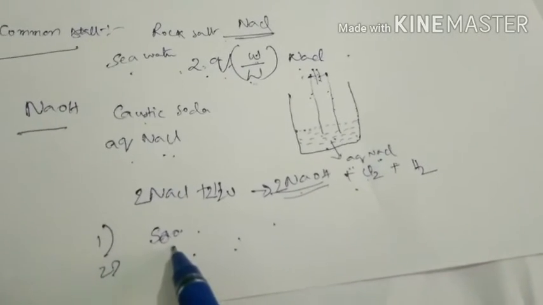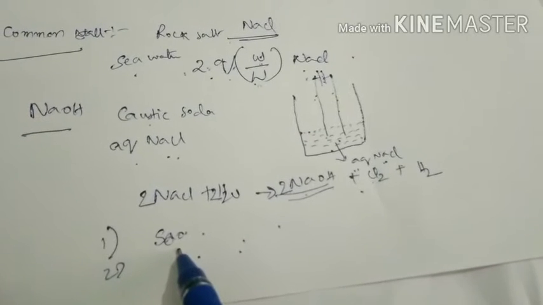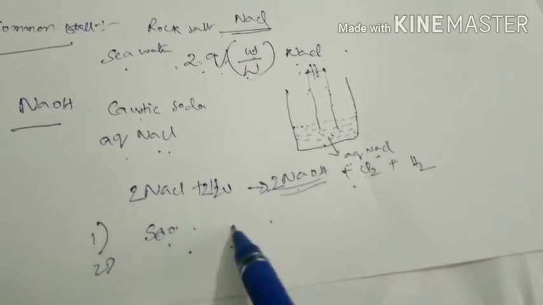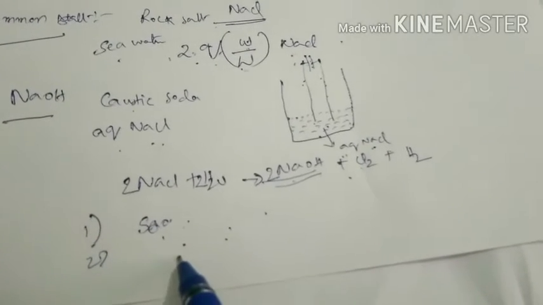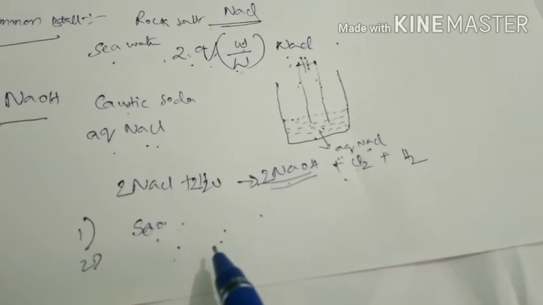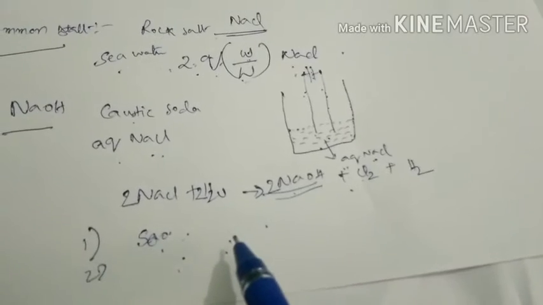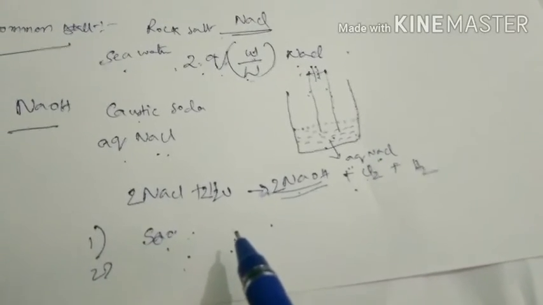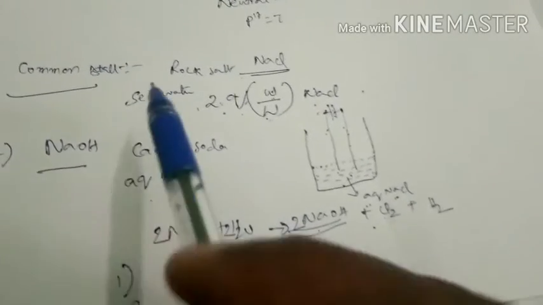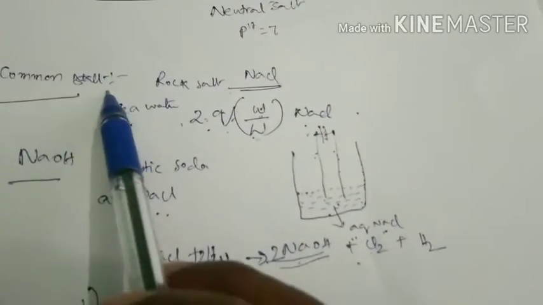First, it is used in the manufacture of soaps and paper, in the treatment of water, and in the refining of oil. Refining of oil means purification of oil. This is about NaOH. Now we have discussed two compounds: one is common salt and another one is NaOH.